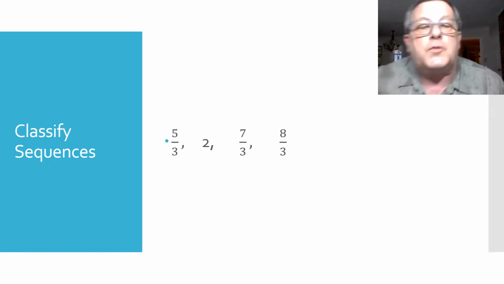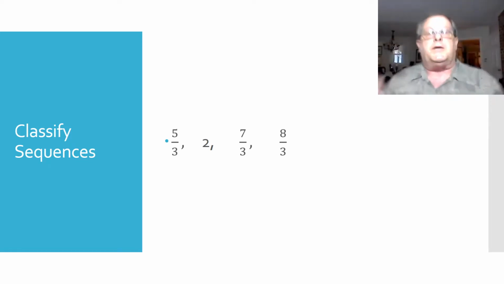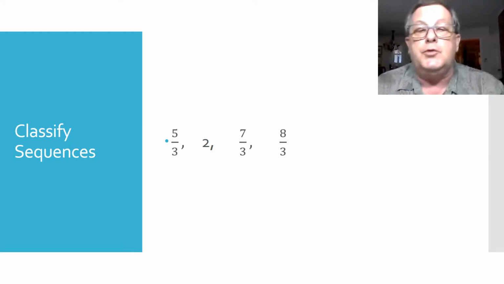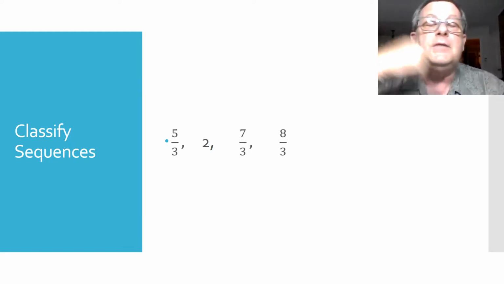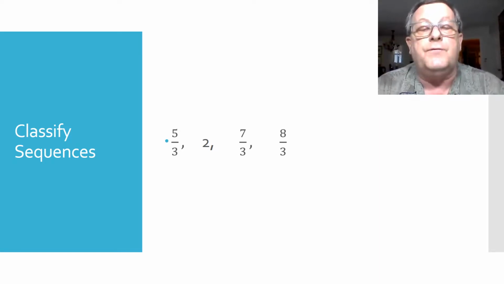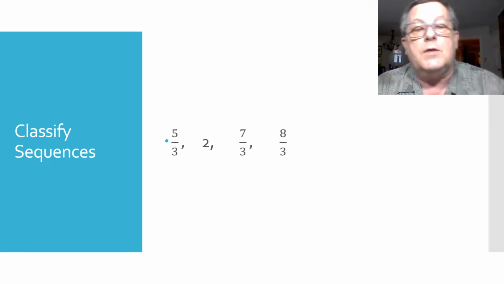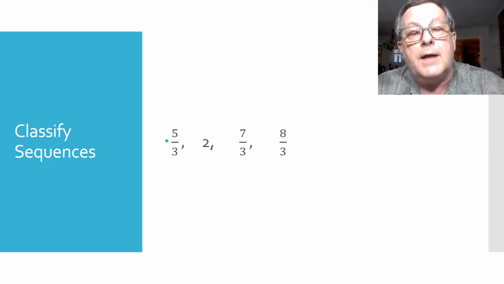So let's look at the first one. So we got a sequence here, 5/3, 2, 7/3, and 8/3. And so they throw in this fraction here just to try to confuse us. One whole number, which is a 2. So let's see here. Well, first I want to check to see if it's an arithmetic sequence. And so what is 5/3? If I rewrite 5/3 as a mixed number, that is going to be 1 and 2/3.